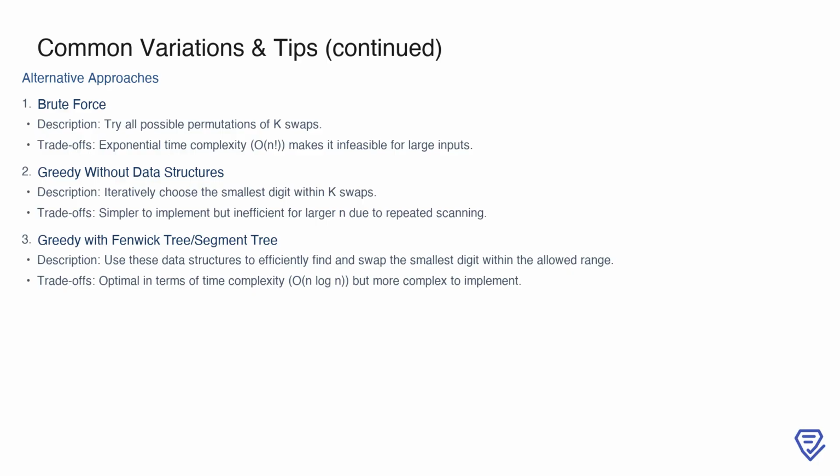The most optimal approach combines a greedy strategy with data structures like Fenwick trees or segment trees. These structures allow you to efficiently find and swap the smallest digit within the allowed range, achieving a time complexity of n log n. However, this method is more complex to implement and requires a solid understanding of these advanced data structures. Each approach has its merits and drawbacks, so understanding their trade-offs is key to mastering this problem.